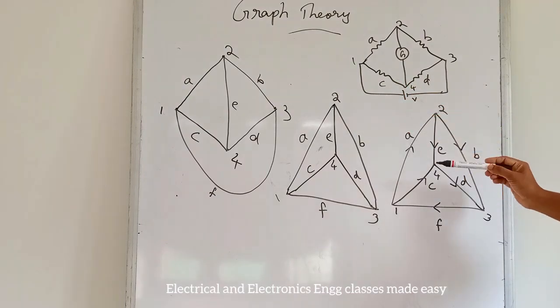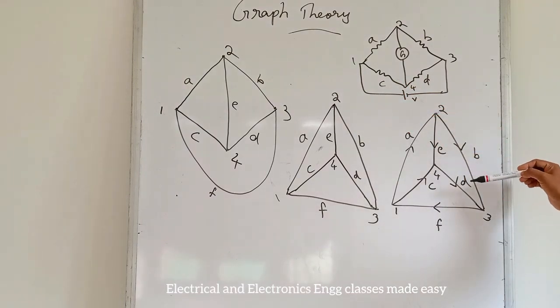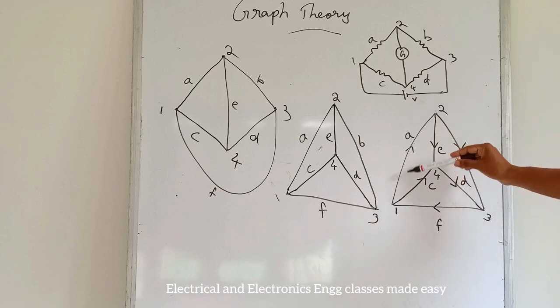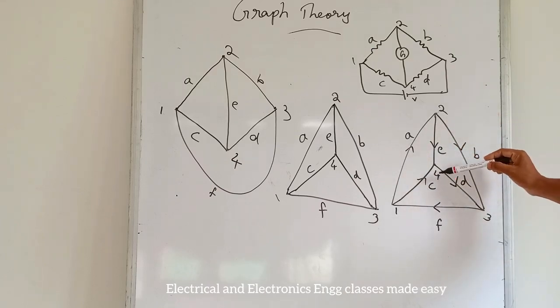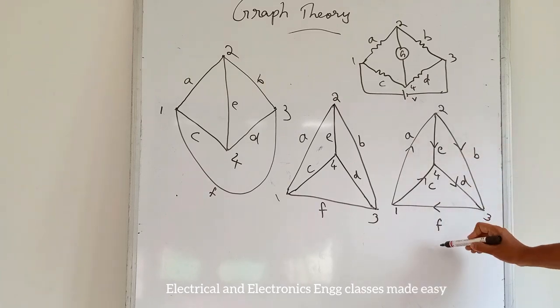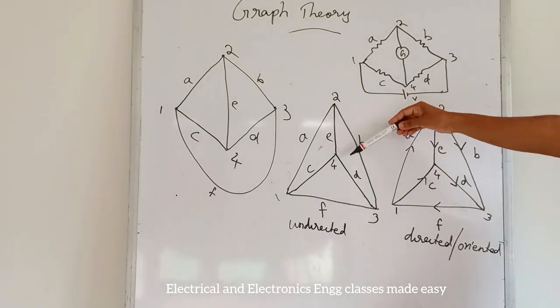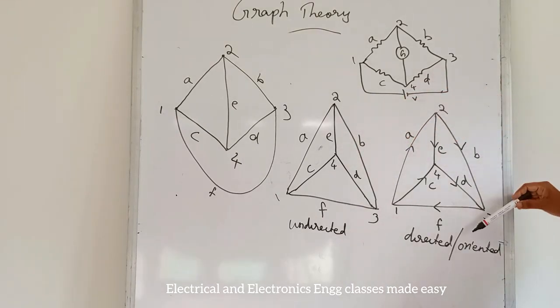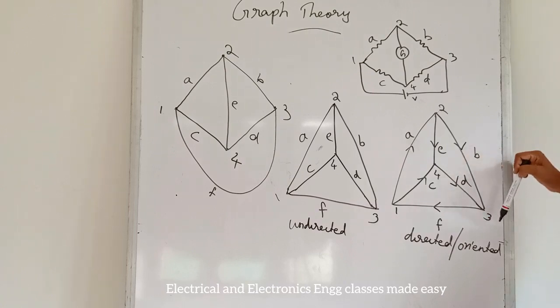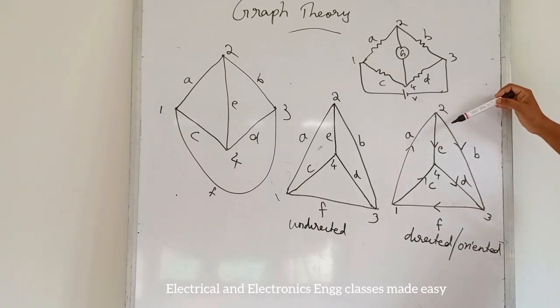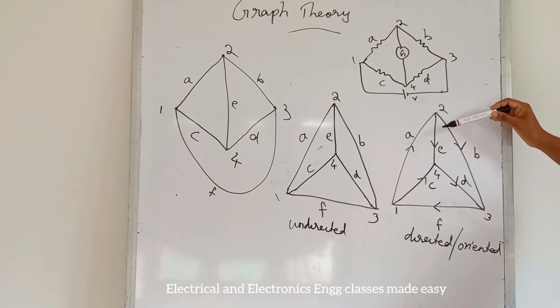And if every branch of a graph has a direction, then it is called a directed graph. So this is called an undirected graph and this is called a directed graph, or we can say it is an oriented graph. And a node and a branch are incident if the node is a terminal of the branch.